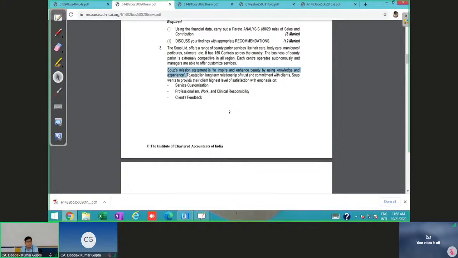Here, Soup's mission statement is to inspire and enhance beauty by using knowledge and experience, to establish a long-term relationship of trust and commitment with clients, and to provide clients the highest level of service satisfaction with emphasis on service customization, professional work, clinical responsibility, and client feedback. It means they want to provide the highest level of satisfaction to their customers.